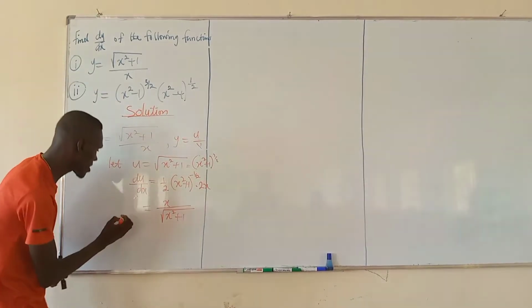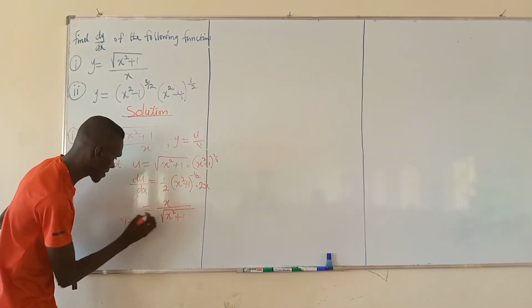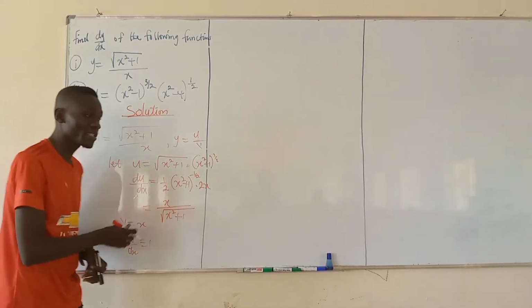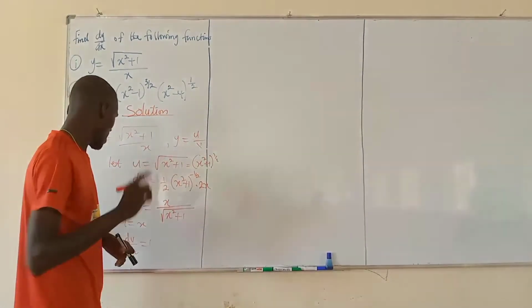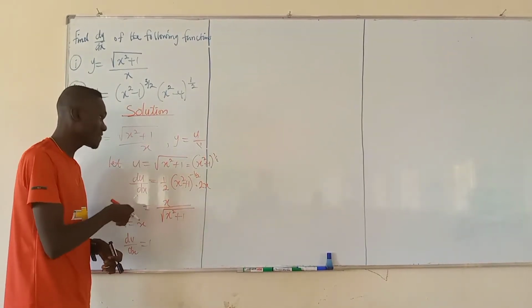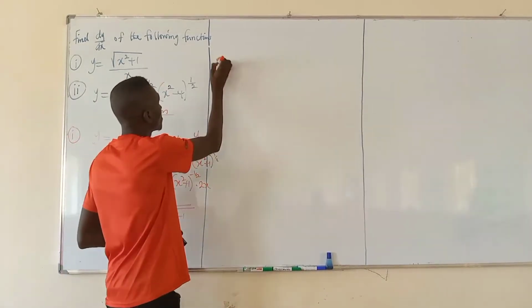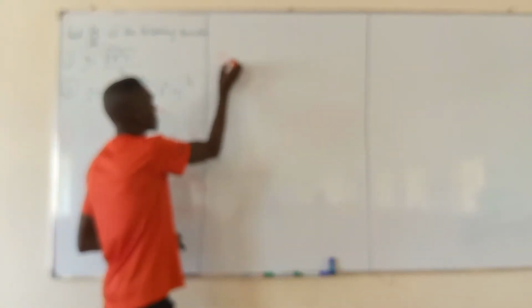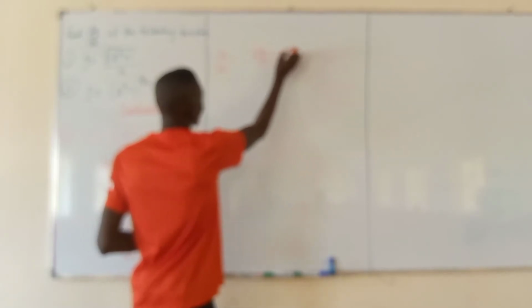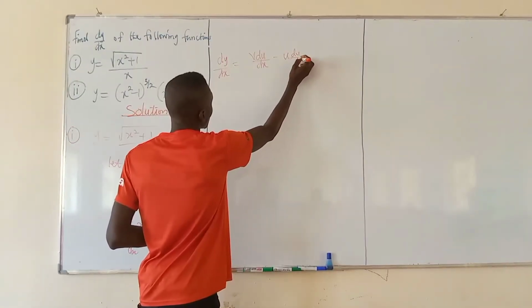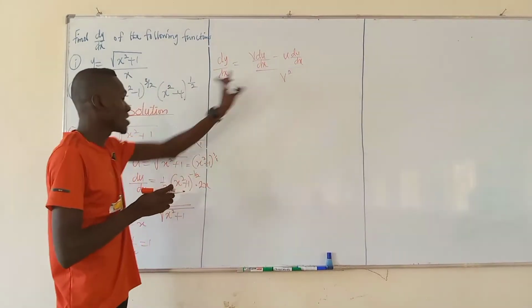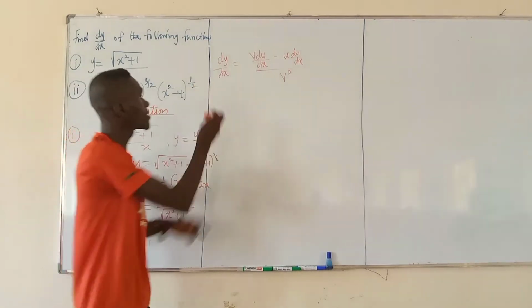So the next thing is, how about our v? v equals x, and we all know that dv/dx equals what? 1, because the derivative of just a single variable is 1. So we have our u, du/dx, we have v and dv/dx. And what's the formula for the quotient rule? It says dy/dx equals v du/dx minus u dv/dx, everything over v squared.